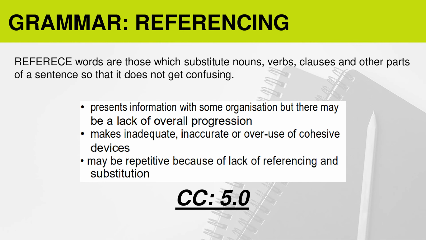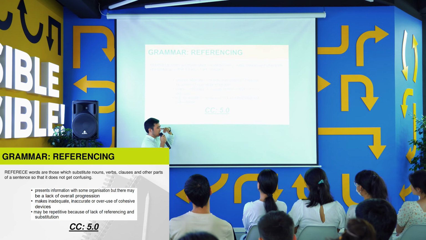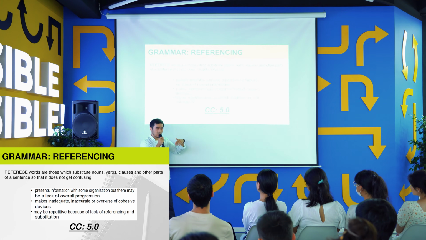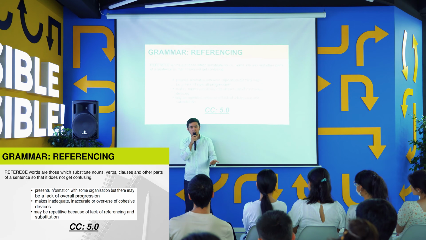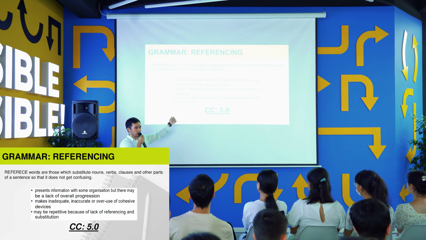So this is assessment criteria, coherence, cohesion 5, okay? Anything you can see here about referencing? Both in task 1 and task 2, there is this part about referencing and substitution here. Maybe repetitive because of lack of referencing and substitution. So when you write sentences like this, let's say the number of people who visited England increased, and after that the number of people went down. You are being repetitive, right? You're repeating yourself. That's coherent cohesion 5, CC 5, okay?